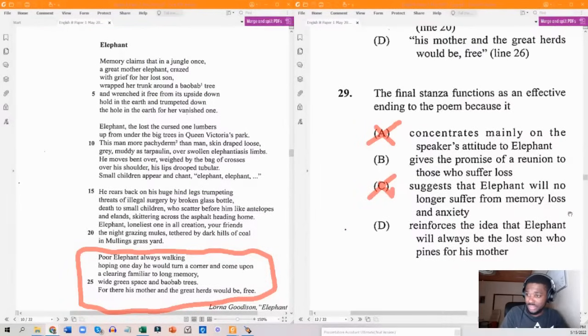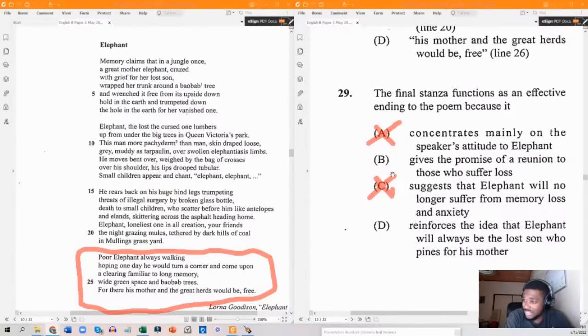Elephant suggests that elephant will no longer suffer from memory loss and anxiety. Who said anything about memory loss and anxiety? That is just ridiculous. CSEC giving us easy eliminations. So it's down to B and D. And to be honest, I was on the fence for this one. I read the poem several times. I read the last stanza. I dreamt about the last stanza. I looked as deeply as I could to see what is really the ending here.